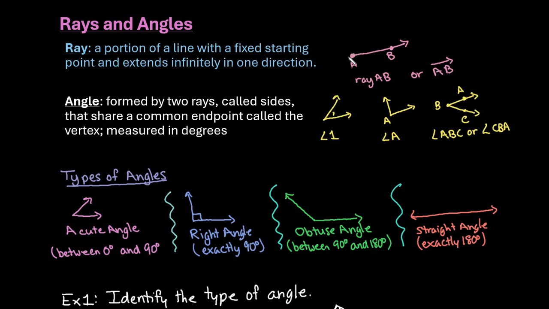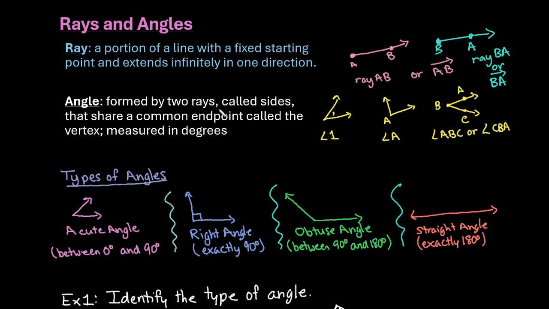Know that the starting point has to be listed first and the point that it passes through has to be listed second. So if I were to draw another one that I labeled as B and A, this would be written as ray BA or BA with the ray symbol drawn above it. So do make sure that the endpoint starts first and the point that it passes through second, because ray AB and ray BA are different.